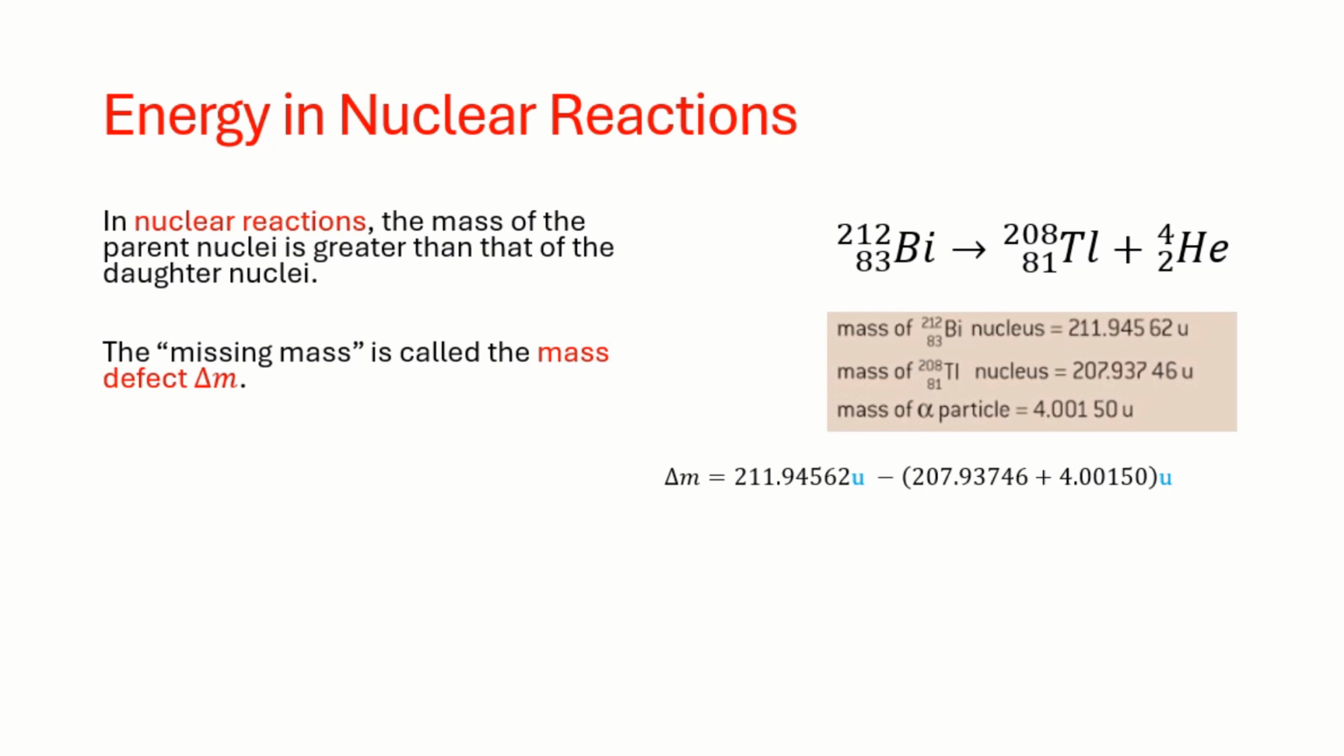So I'd add together the mass of the thallium and the alpha, and then take that away from the bismuth mass. And you notice we get a very, very small number, 0.00666. Now, I always suggest to you that when you do these questions, keep 3 significant figures, perhaps even more, because those small numbers are really important for this process.